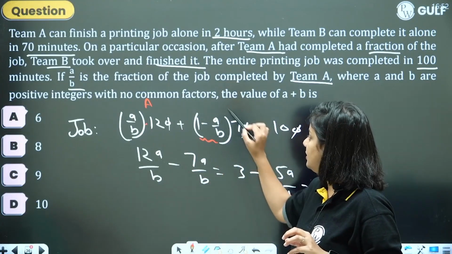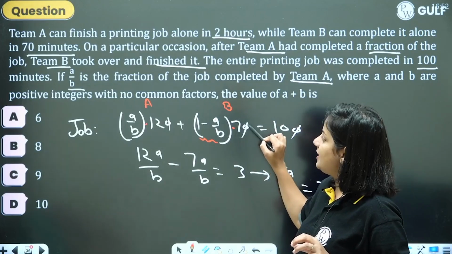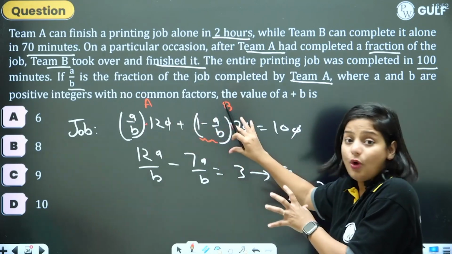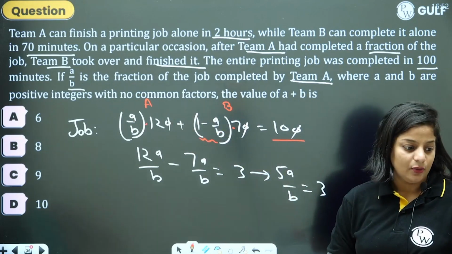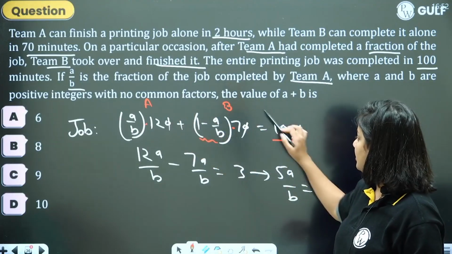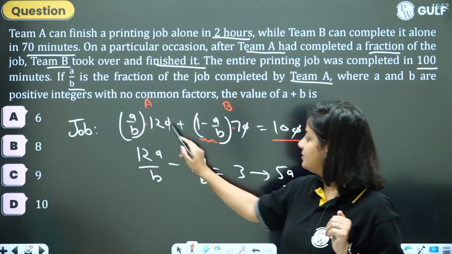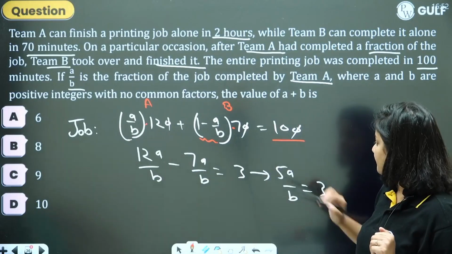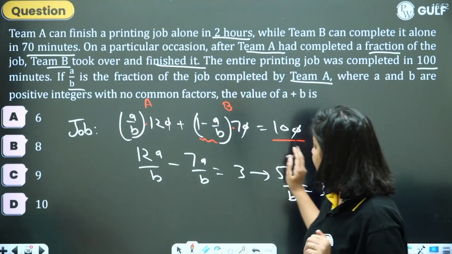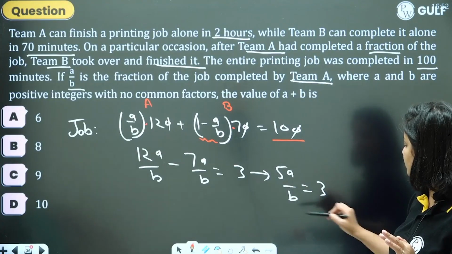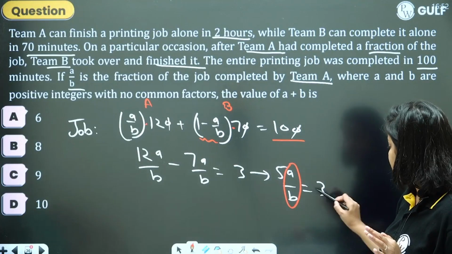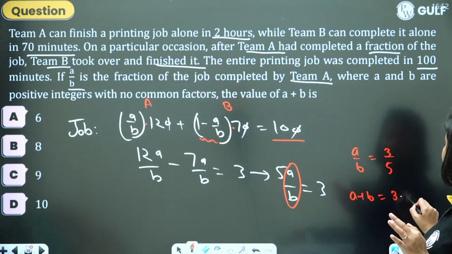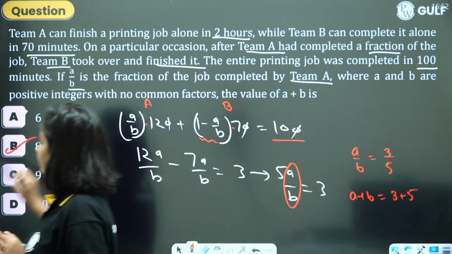1 minus A by B is completed by B. And Team B takes how much time? 70 minutes. So both are converted into minutes. And in total, they took 100 minutes. So the 0 from all the sides will be cancelled. 12A upon B, 7 minus 7A upon B, is equal to 10. Understood? And then finally you will get 5A upon B is equal to 3. Question is A by B. A by B will be equal to 3 by 5. So A plus B will be equal to 3 plus 5, 8.